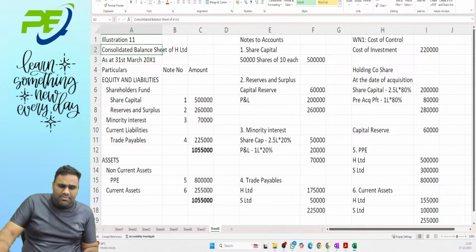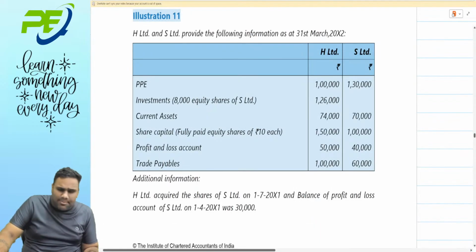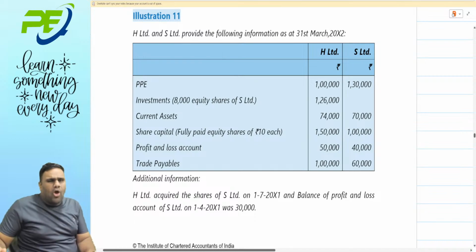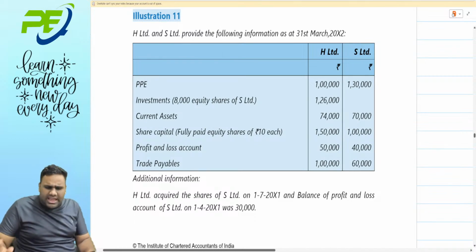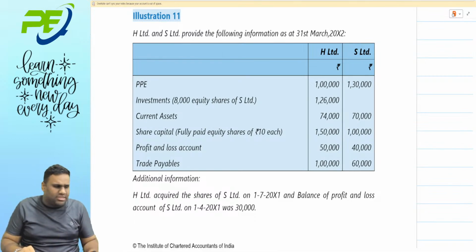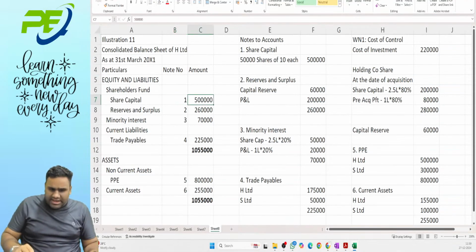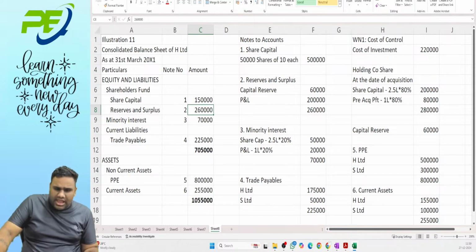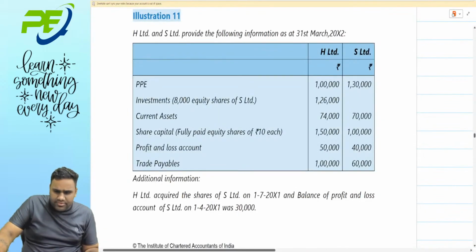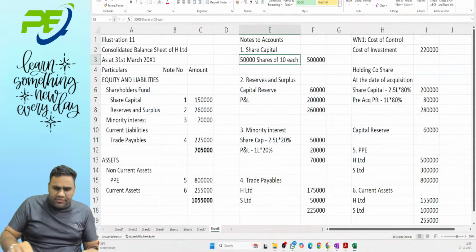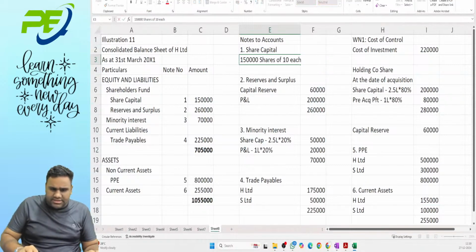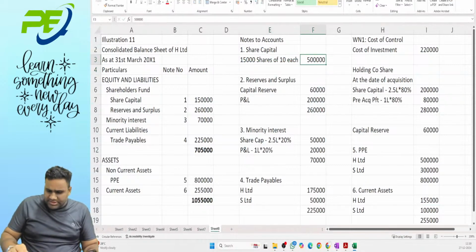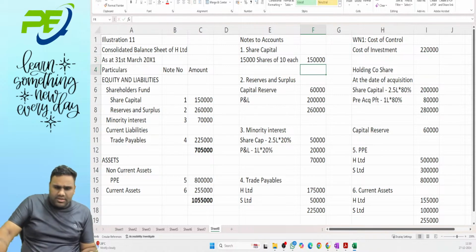So consolidated balance sheet of H Limited as of 31st March, all this will be same. Now share capital, in share capital what we'll write? Only holding company, which is 1,50,000. And how many shares do they have? 15,000 shares of 10 each. So which is 1.5 lakh.